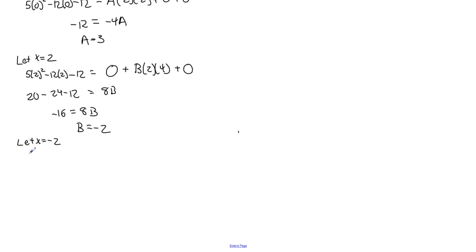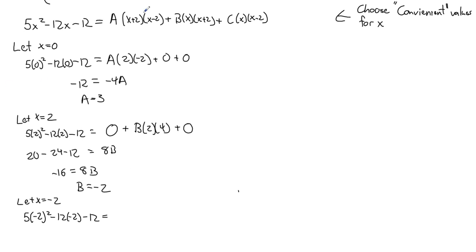So plugging that in again, I'll have 5 times negative 2 squared minus 12 times negative 2 minus 12. And again, when I plug in negative 2 into this term here, I'll get 0 and negative 4. And so the a term becomes 0. When I plug in negative 2 there, I get 0. So this term becomes 0. And then when I plug in negative 2 here and here, I've got c times negative 2 times negative 4.